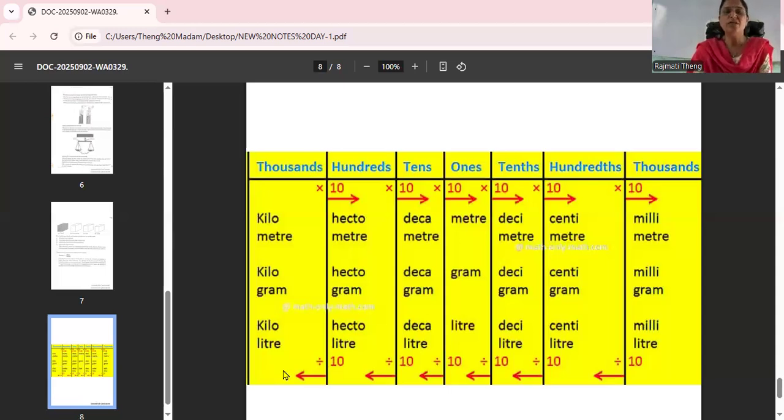So dear students, the measurement chapter is very important, and every year there are one or two questions based on measurement.